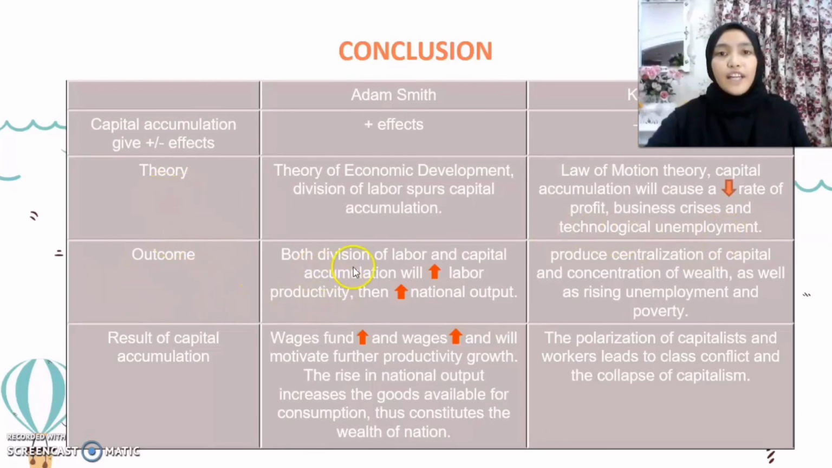The outcome for Adam Smith, both division of labor and capital accumulation will increase labor productivity and increase national output. While for Karl Marx, the outcome produces centralization of capital and concentration of wealth, as well as rising unemployment and poverty. The result of capital accumulation for Adam Smith is that the wage fund and wages increase, which will motivate further productivity growth. The rise in national output increases the goods available for consumption, thus constituting the wealth of nations. For Karl Marx, the result is the polarization of capitalists and workers leading to class conflict and the collapse of capitalism.